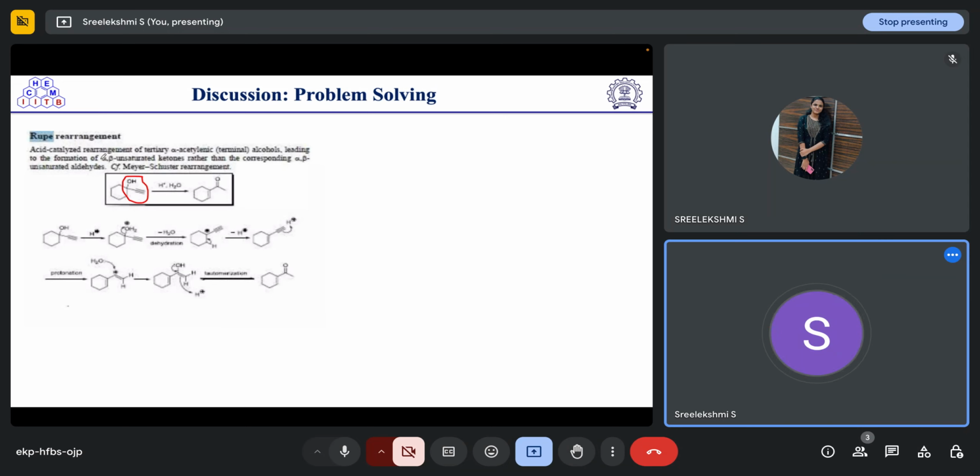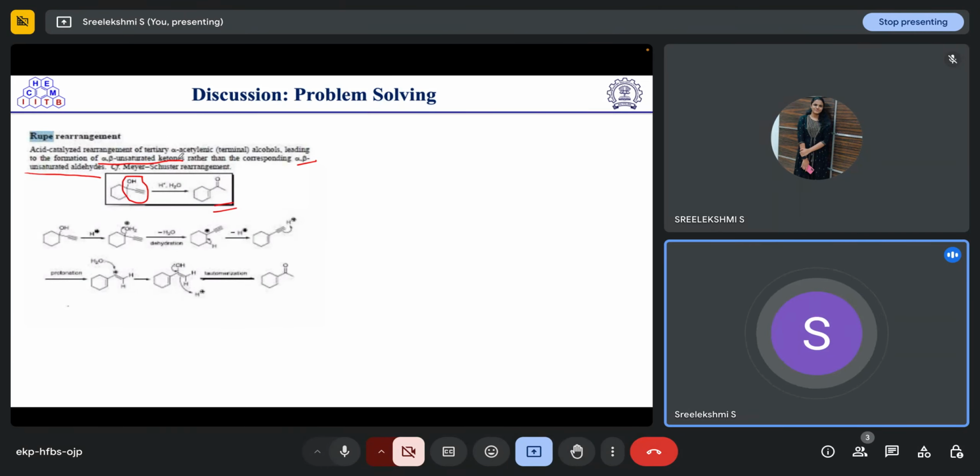And yeah, so the product we are getting is this alpha beta unsaturated ketone, and we are not getting this alpha beta unsaturated aldehyde. So this reaction is known as Rupe rearrangement. The difference between the Meyer-Schuster rearrangement and this Rupe rearrangement is that in the case of Meyer-Schuster rearrangement, we can get alpha beta unsaturated aldehydes, but here we will always get alpha beta unsaturated ketones.